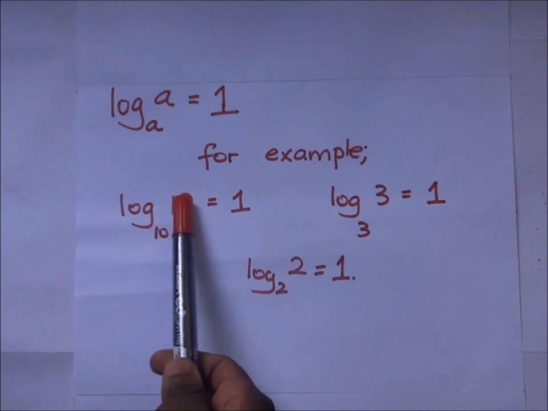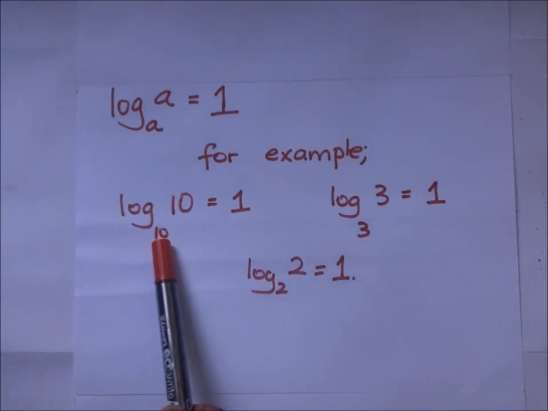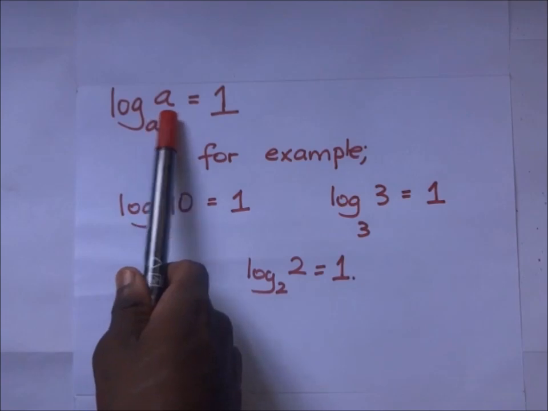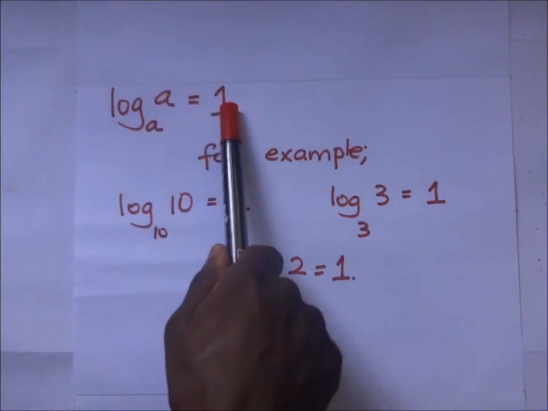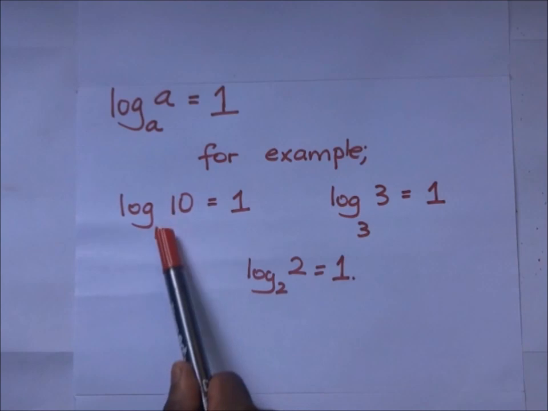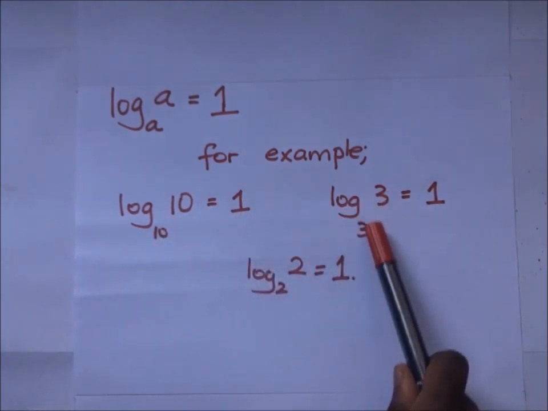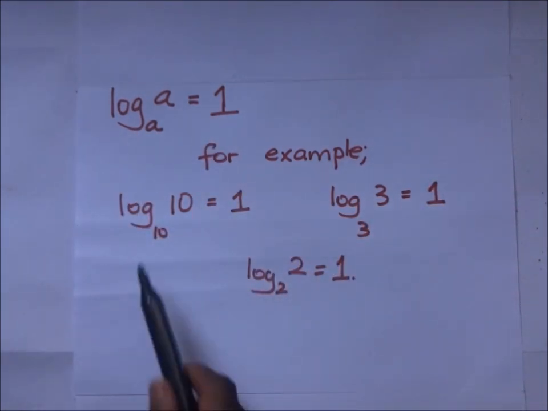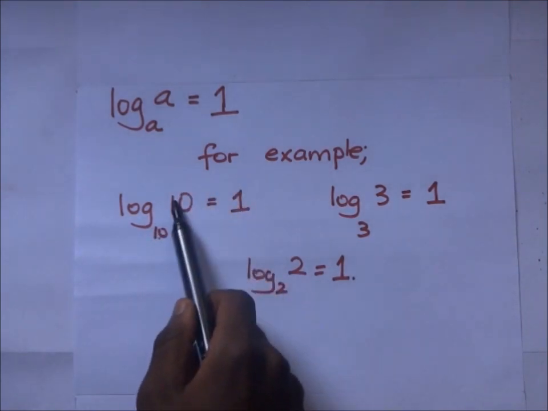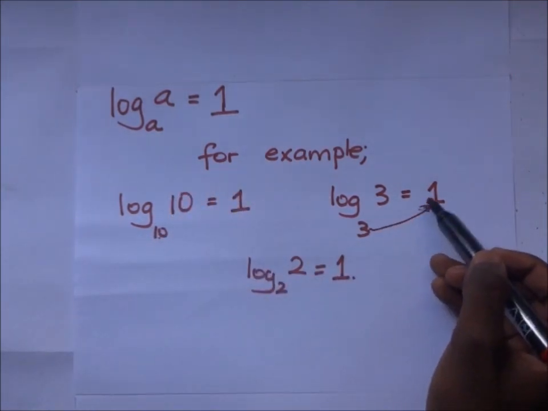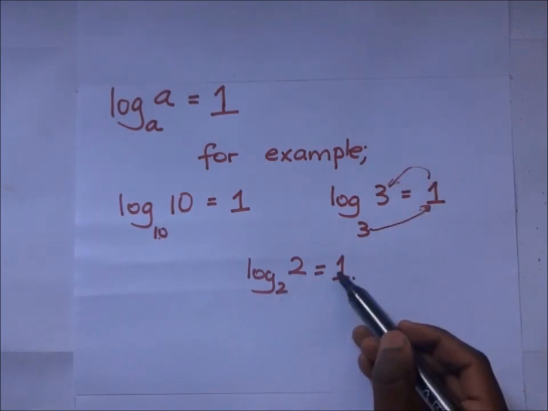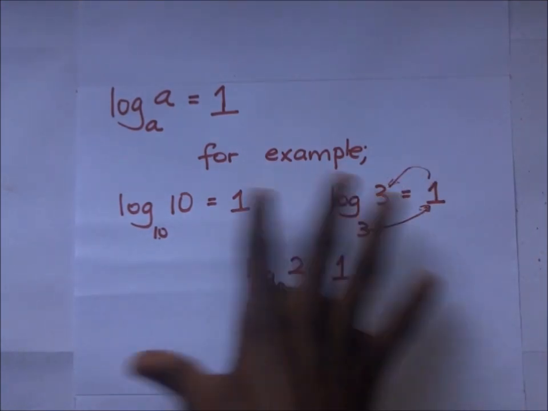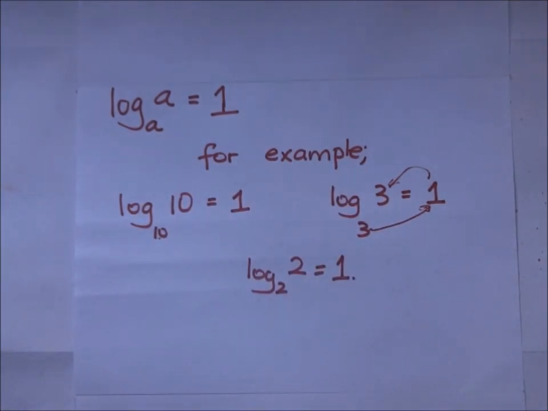When the logarithm of a said number and the base is the same, the answer is always equal to 1. For example, the logarithm of 10 base 10 is 1. The logarithm of 3 base 3 is equal to 1. The logarithm of 2 base 2 is 1. And if you look at all these logarithms, if you convert them to index form, it is 10 to the power 1 is equal to 10, 3 to the power 1 is equal to 3, 2 to the power 1 is equal to 2. So this is another property that should be at the back of your head when you're interpreting numbers of logarithms.